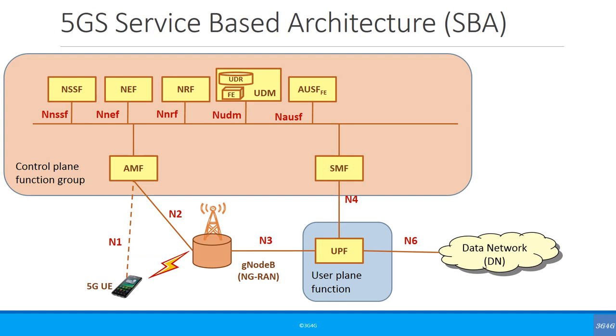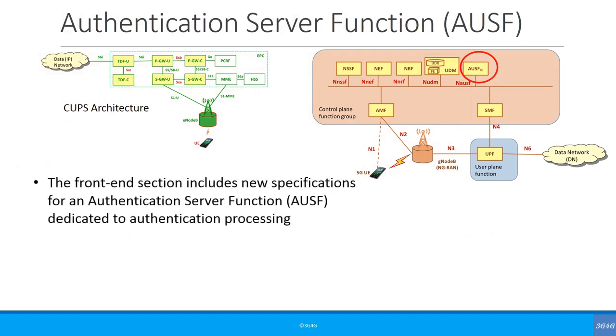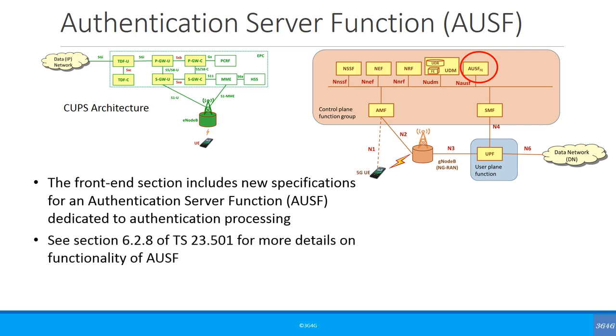Then we have the authentication server function, AUSF. Now I write it here as the AUSF FE to show that this is actually a front-end functionality. The front-end section includes a new specification for an authentication server function dedicated to authentication processing. There isn't really much more detailed information in 23.501 on this right now.